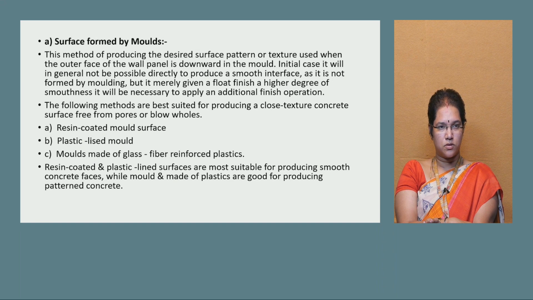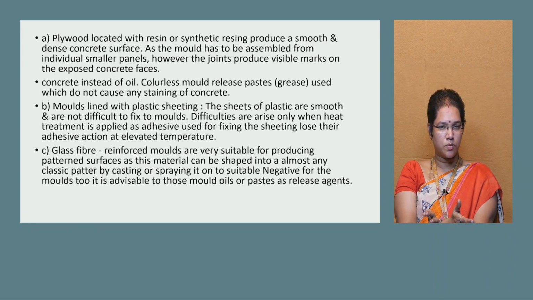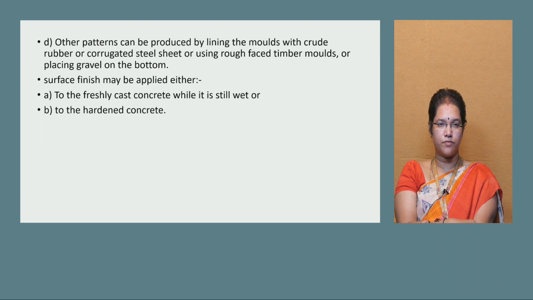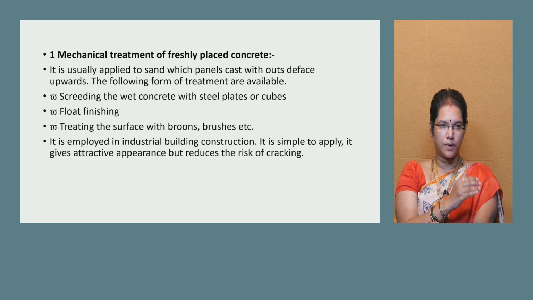Surface formed by molds: this method of producing the desired surface pattern or texture is used when the outer face of the wall panel is downward in the mold. Initially it is general, such as smoothening the surface, as already discussed. So resin coated mold surface, plastic glazed mold made of glass fiber plastics, plywood, glass fiber and others are there. We will be applying these to freshly cast concrete while it is wet, and then it is easily placed.